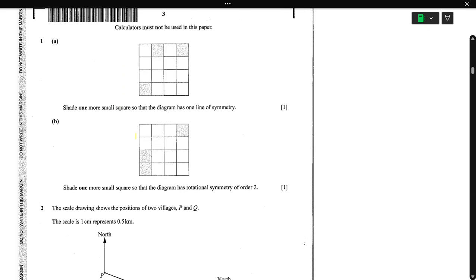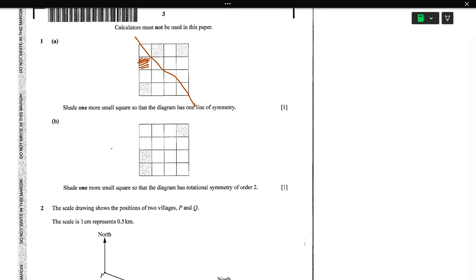The first question is: shade one more small square so that the diagram has one line symmetry. Here some squares are already shaded, so I can draw. Okay, so I'll draw this square. So this one is going to be one line symmetry. When I draw a line, this is going to be one line symmetry.